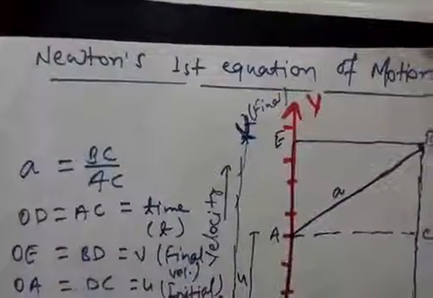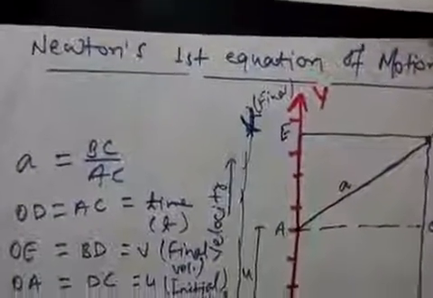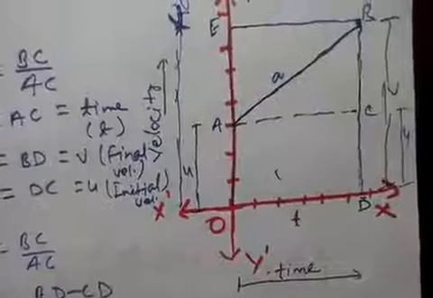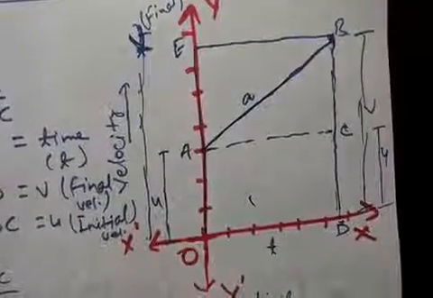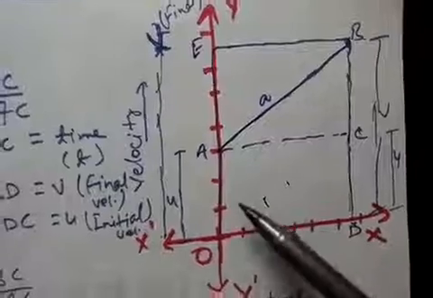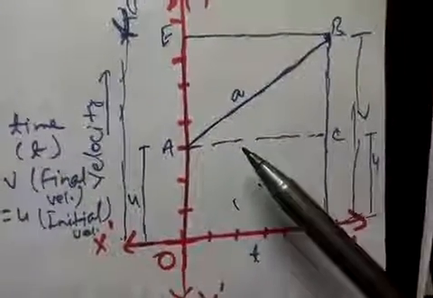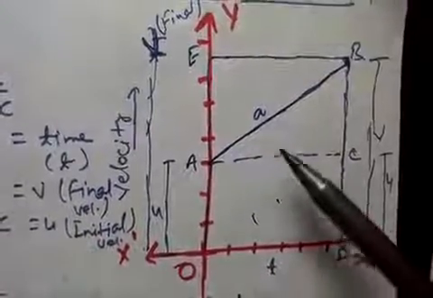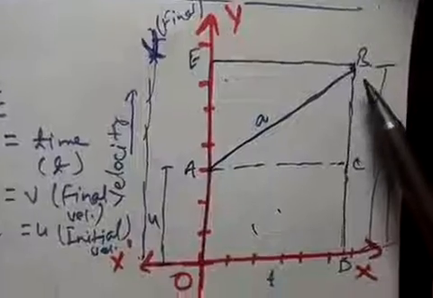Today we are going to derive Newton's first equation of motion graphically. That is the relation between velocity and time. Velocity-time relation. We have already drawn our graph. In this graph, an object is supposed to move with an initial velocity u, started its journey from A, and after time t seconds, it attains a velocity v and reaches position B.